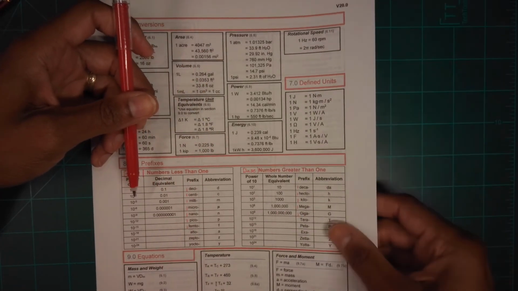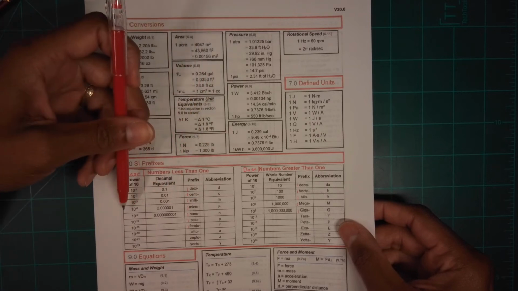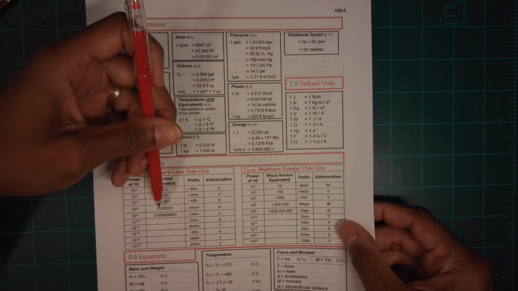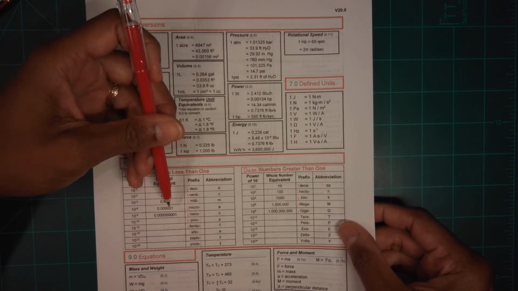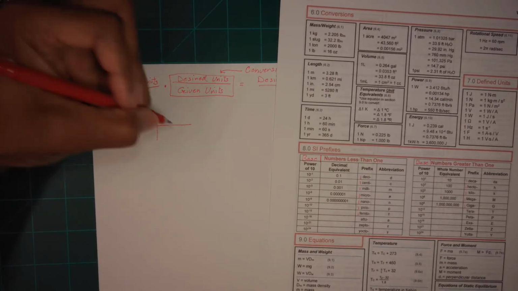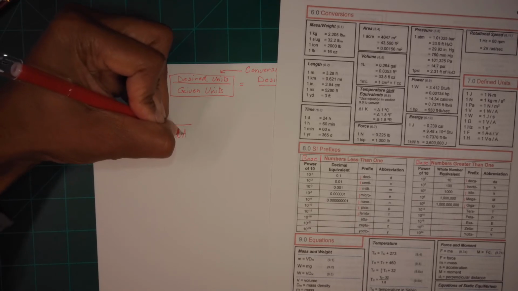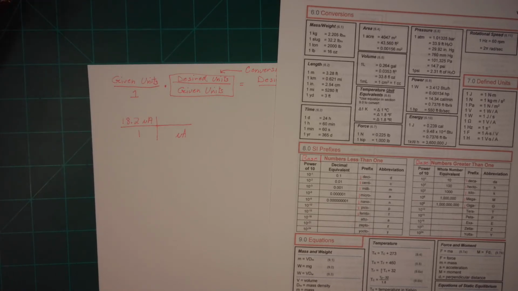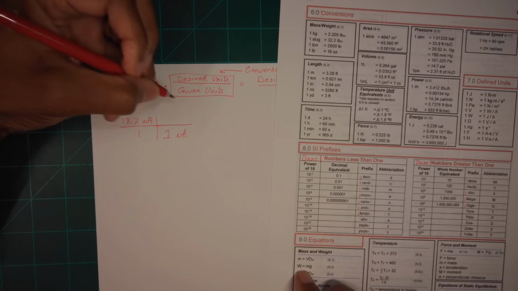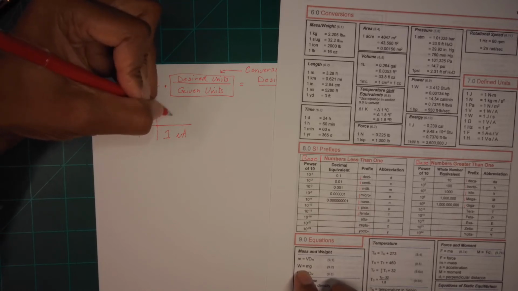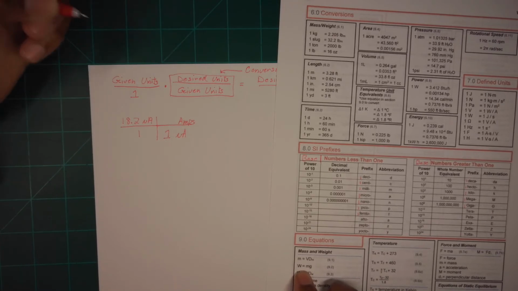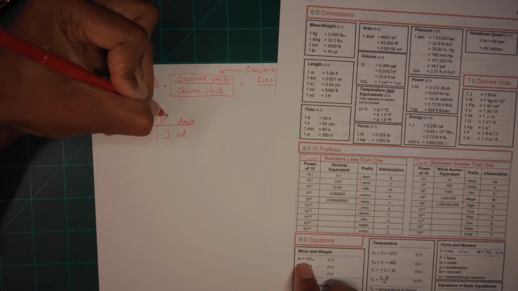Now that I have my conversion factors, and the decimal equivalent is right here, 1 microamp equals 0.000001 amps. With my conversion factor, my given units are microamps, so we have 1 microamp, and up here my desired units are amps, and we have 10 to the negative 6 amps.